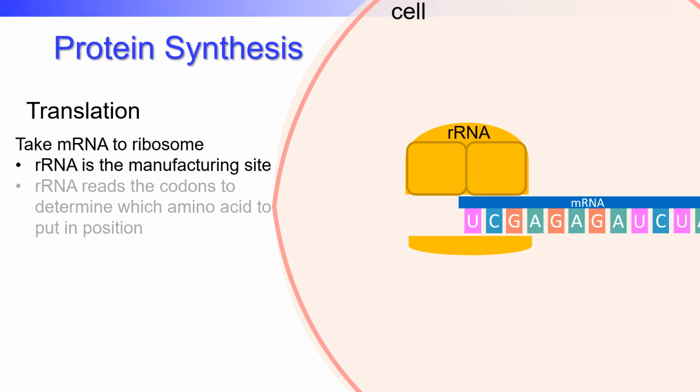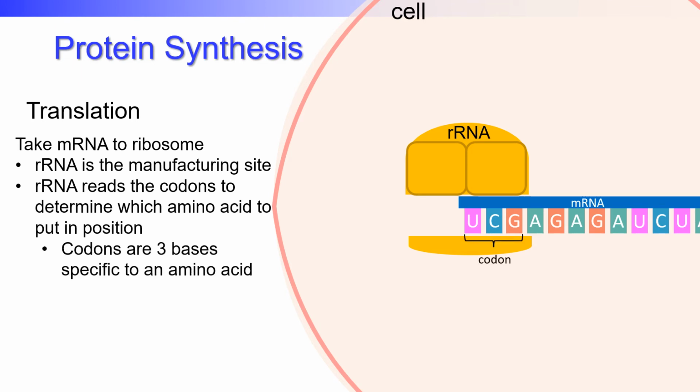So we could say that ribosomal RNA reads the codons to determine which amino acid is next in the sequence of amino acids. And as you can see on the slide, codons are groups of three nitrogenous base pairs on our messenger RNA. So now we're set, right? We've got our messenger RNA, we found our ribosomal RNA, we're reading codons. But hey, where are the amino acids? How do they enter the picture?